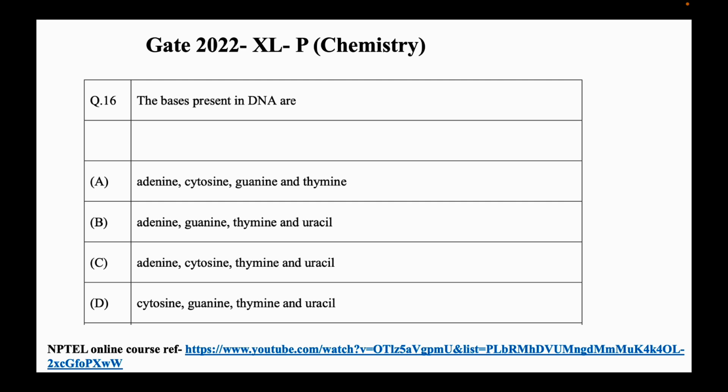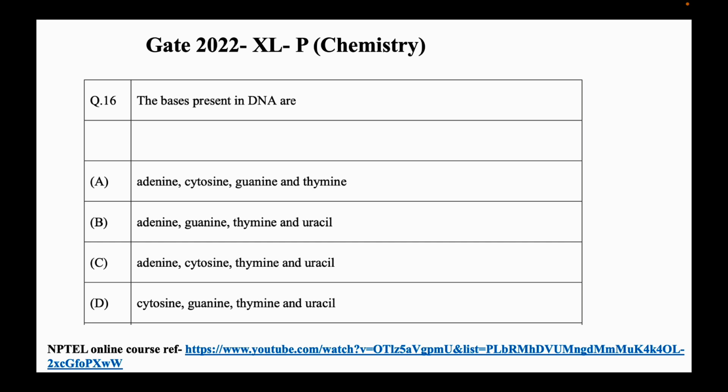This is GATE 2022 Life Sciences Section P Chemistry. Question number 61. The bases present in DNA are: A. Adenine, cytosine, guanine and thymine. B. Adenine, guanine, thymine and uracil. C. Adenine, cytosine, thymine and uracil. And D. Cytosine, guanine, thymine and uracil.